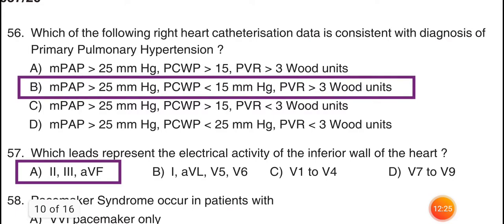56. Which of the following right heart catheterization data is consistent with diagnosis of primary pulmonary hypertension?